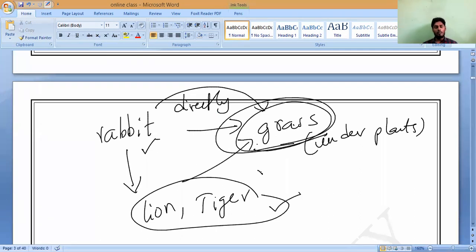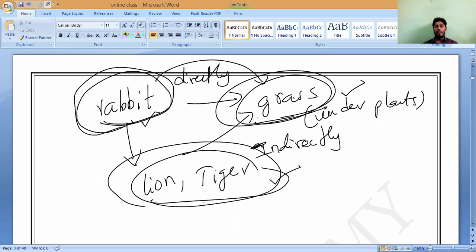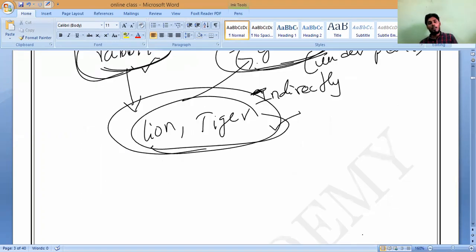Is it yes or no? Yes, sir. Because why? Suppose there are no plants, then the rabbit will never get food. So all the rabbits will die. If all the rabbits die, then the lion and tiger will also never get food, so they will also die. That is why all the animals always depend on plants, maybe directly or indirectly. Do you all understand?